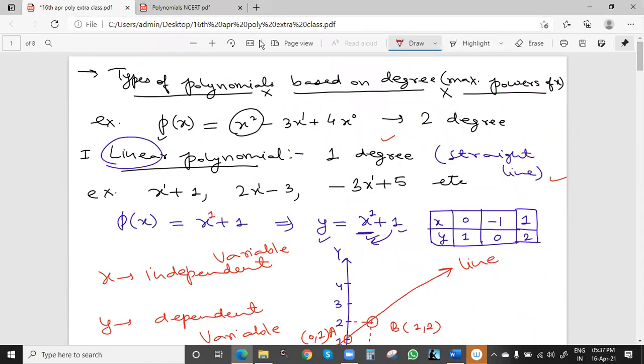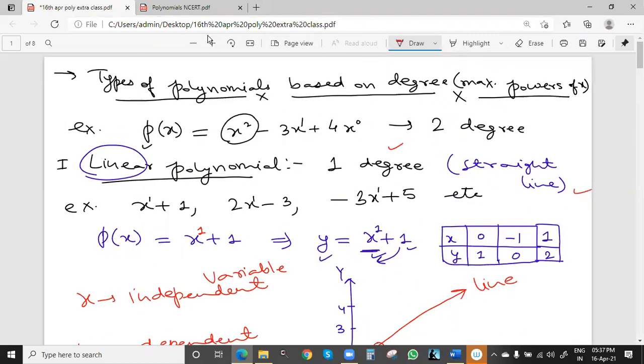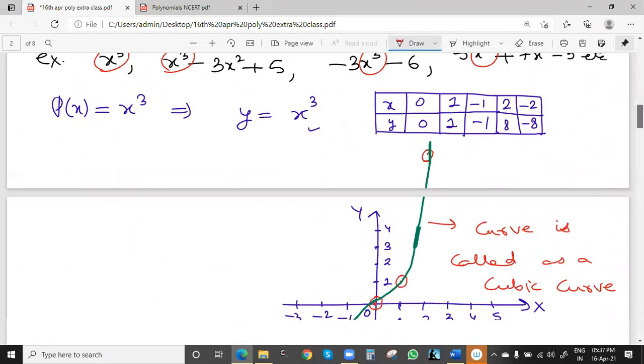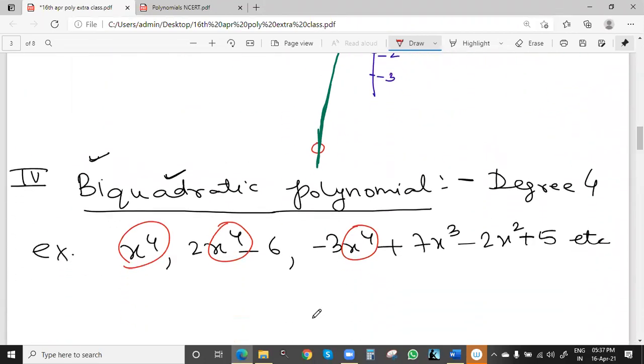So any doubt you can ask me. Linear, quadratic, cubic, or biquadratic. Any question from any of the types, any of the graph? Please ask. Understood all the types? Pratibha, Mohammed, Steve, Tushar? Yes, sir. Chanchal, Hemant. Okay, thank you.